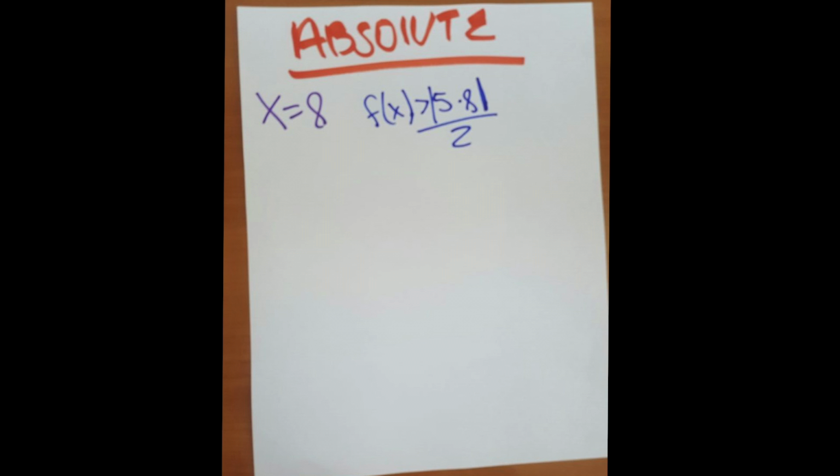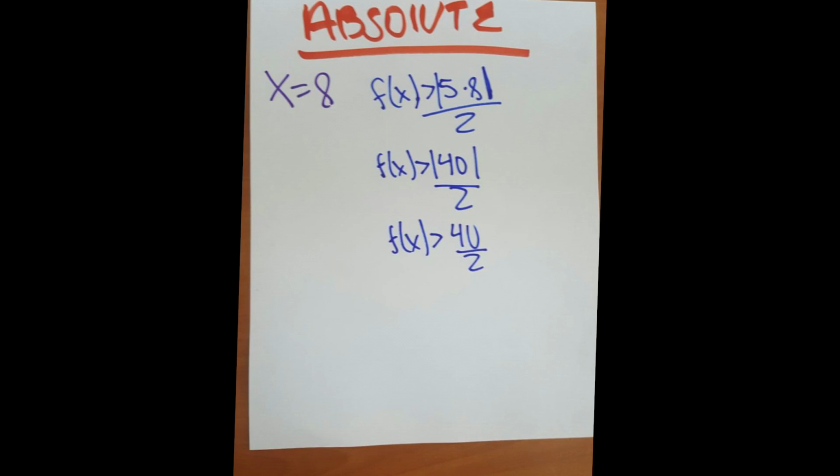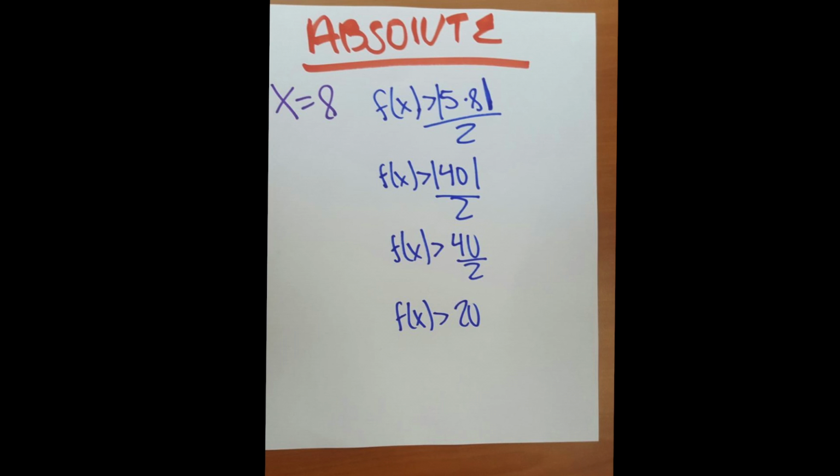If you plug in 8, you'll have f of x equals the absolute value of 5 times 8 divided by 2. That's equal to the absolute value of 40 divided by 2, which you can take the brackets off because it's already positive, and you'll see that it is also 20. Because absolute value changes everything negative to a positive, negative 8 and 8 have the same answer. To check your answers, you can always put it in a graph.